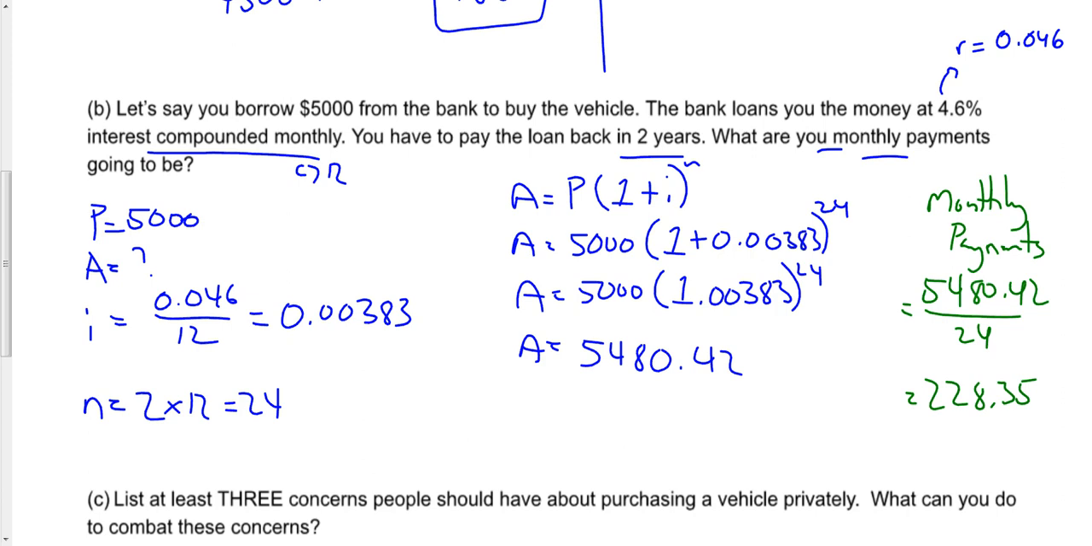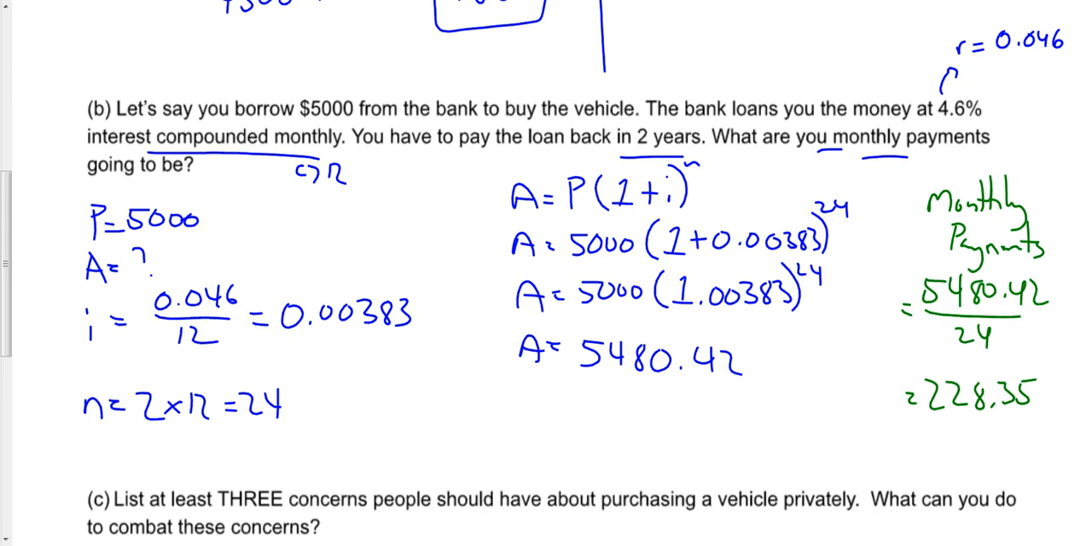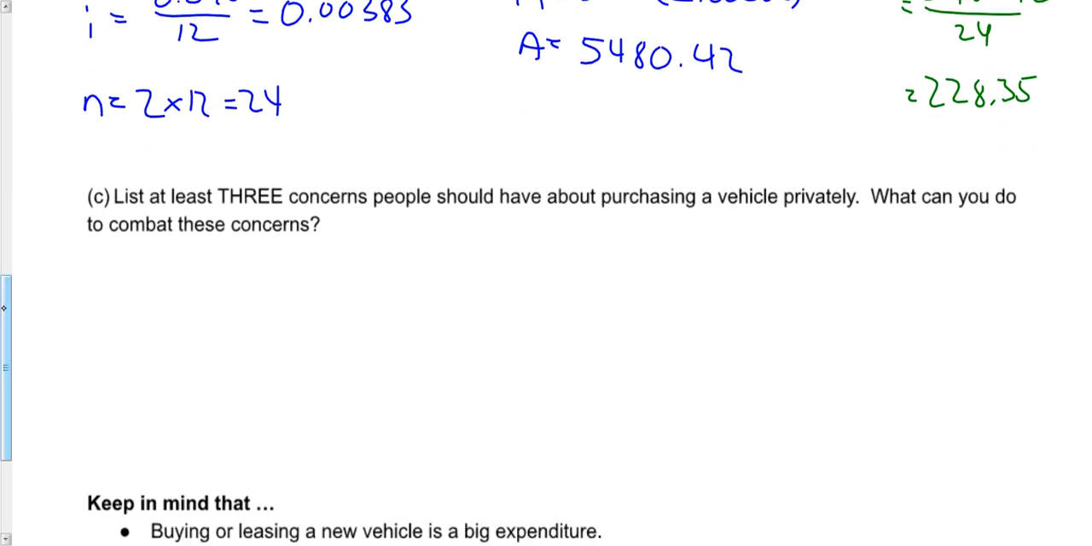Okay, so as you can see, buying a used vehicle is significantly cheaper. The monthly cost there is way less than it would have been if I had bought a brand new car. But there are some other things that you want to consider. There are at least three concerns people should have about purchasing a vehicle privately. What can you do to combat these concerns?